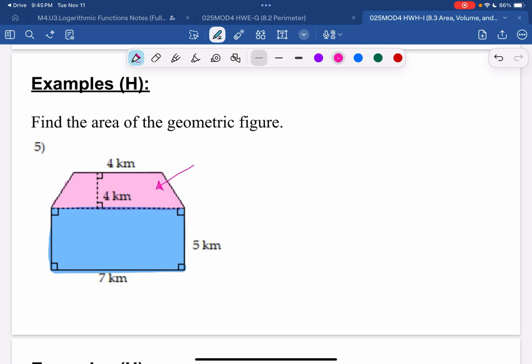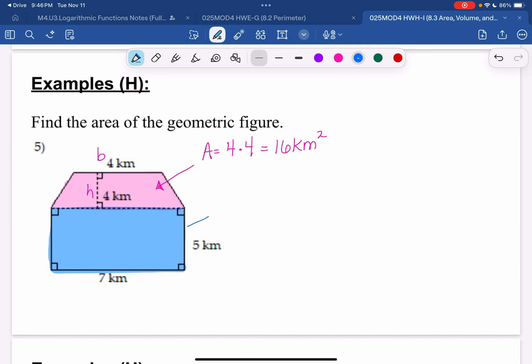Okay, so I know it's some sort of parallelogram, and I've got one side is 4, and it tells me this line going down the middle is 4. So I could say that this is a base and this is a height. It looks like the base is 4, and it looks like the height is 4. So I would just find my area, base times height, so 4 times 4, which is 16. Remember, our units would be kilometers squared. Okay, so that's part of it.